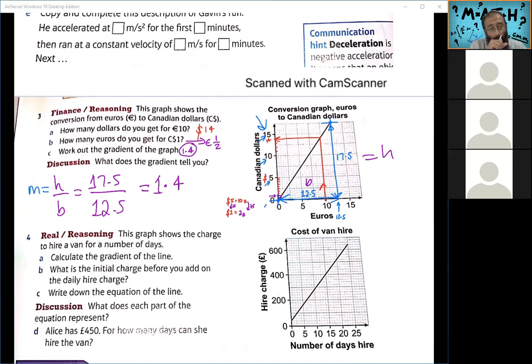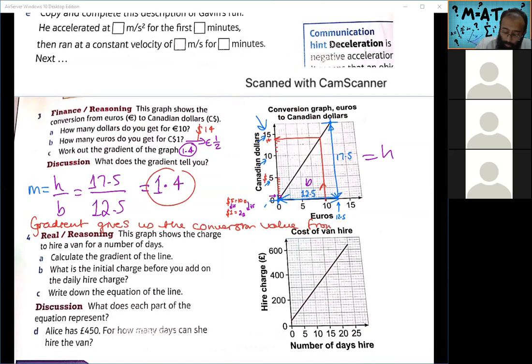The gradient tells you the what. This is the important part of your mathematical understanding of this, the way it's worked out. Look at the bottom. As we go to €5, we get more Canadian dollars. So it's giving you what? Is it the difference? The gradient gives us the conversion value from euros to dollars.